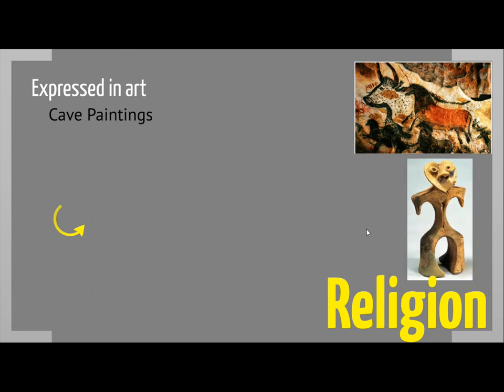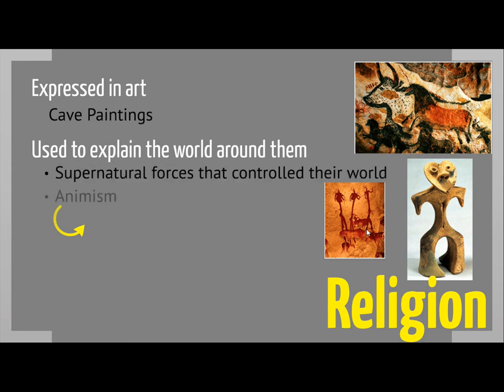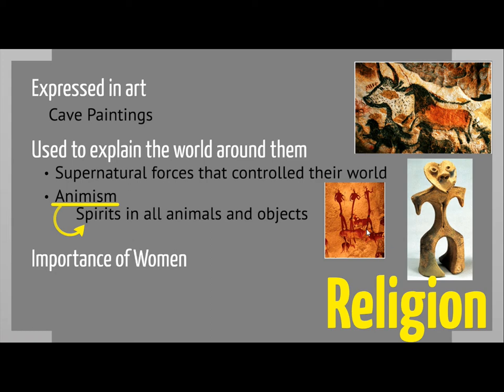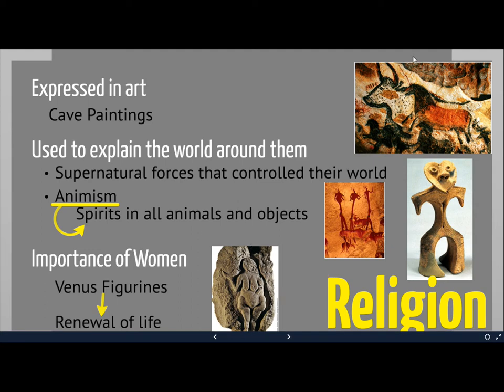As mentioned earlier when we talked about the Neanderthals, we do believe they had some sort of a primitive religion, which we call animism. Animism is the belief in spirits of all animals and objects. Women were also extremely important because of their ability to give life through birthing children. We know these things through Venus figures, as depicted here, and through cave paintings.